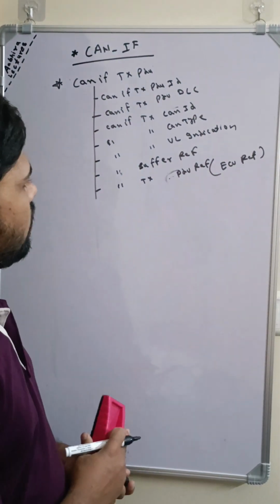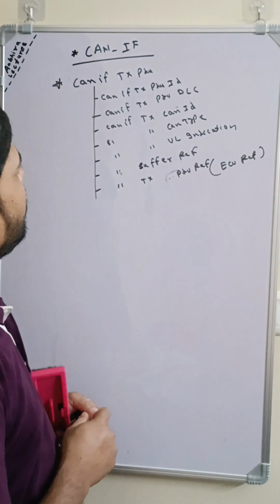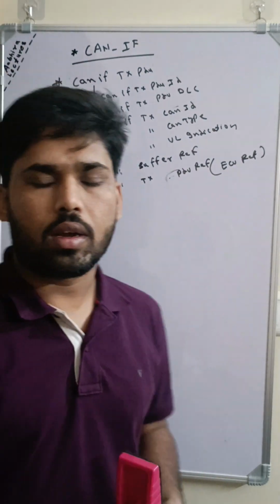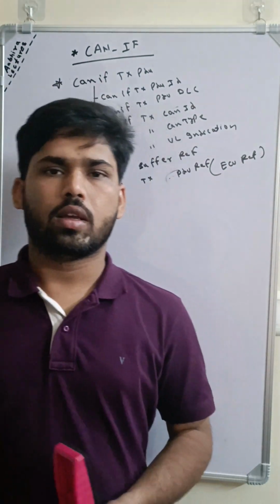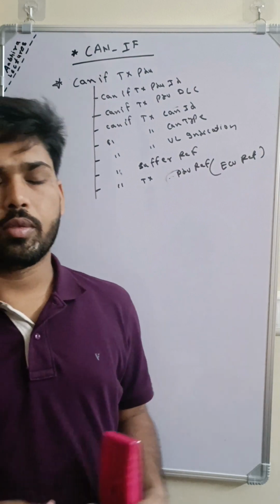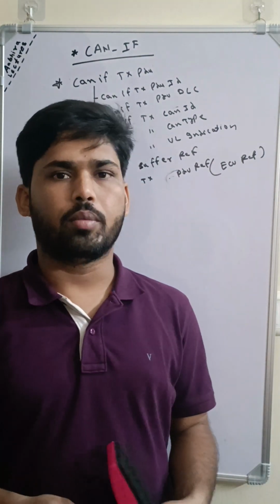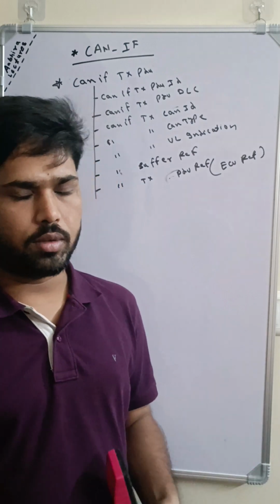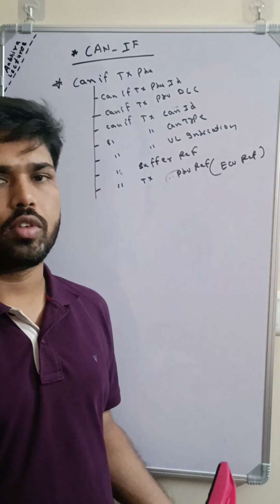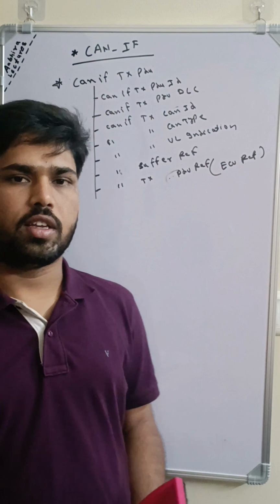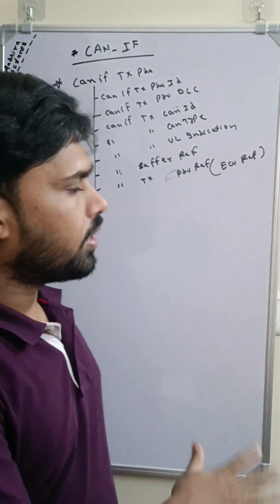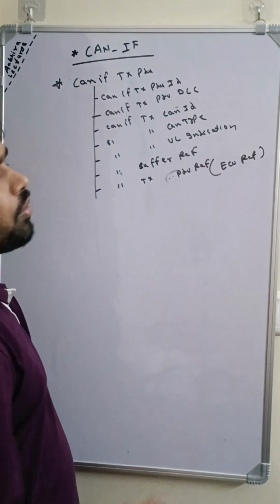So in CANIF these are the parameters which we are going to configure. How we are going to configure: we use some tools like EB tresos. We have to open that tool and configure with respect to the RX message or TX message. So these are all the parameters that come in the CANIF module.